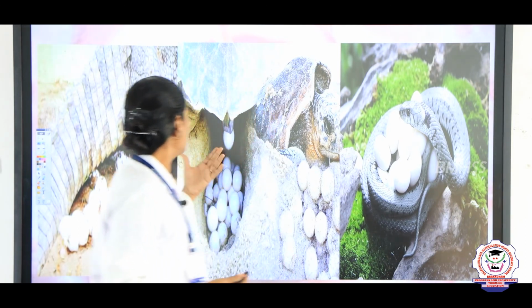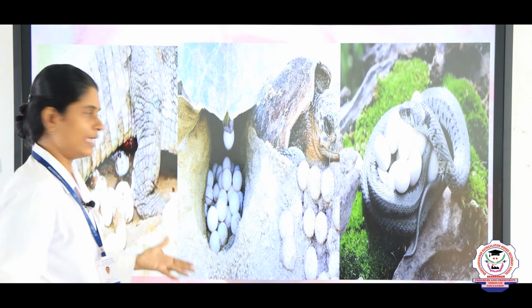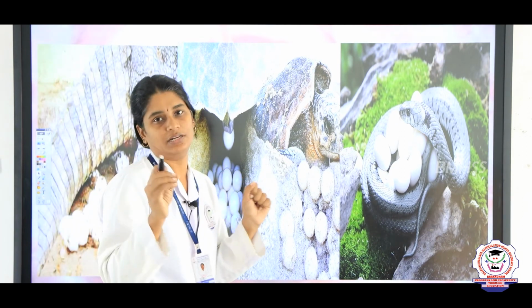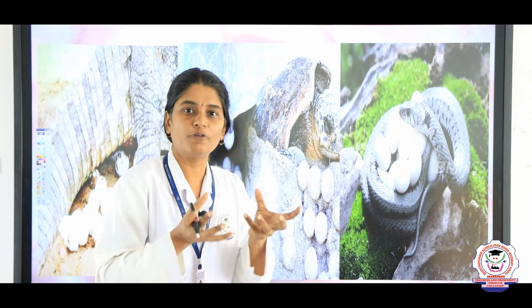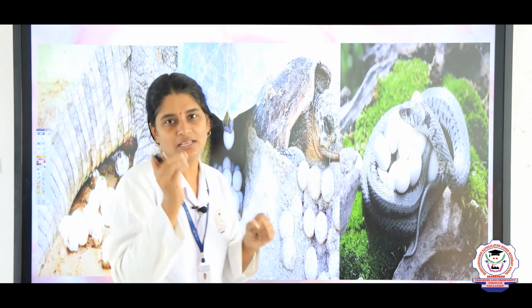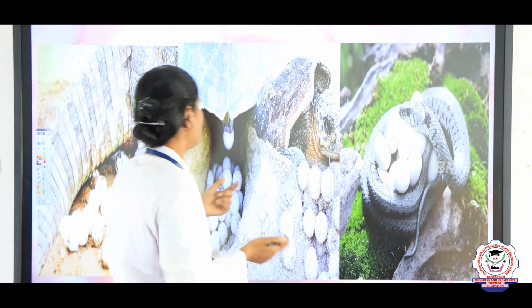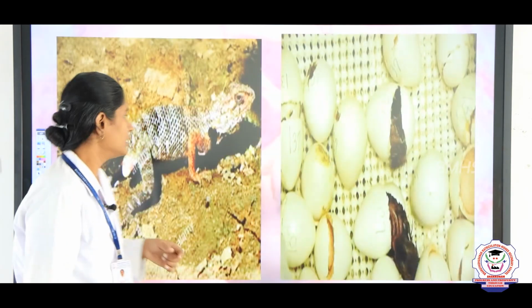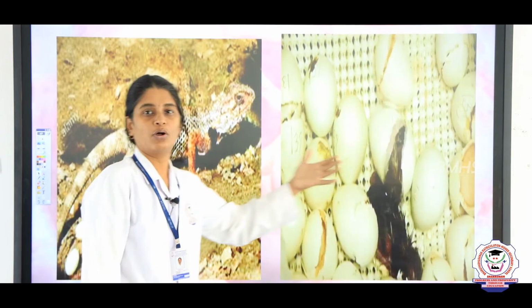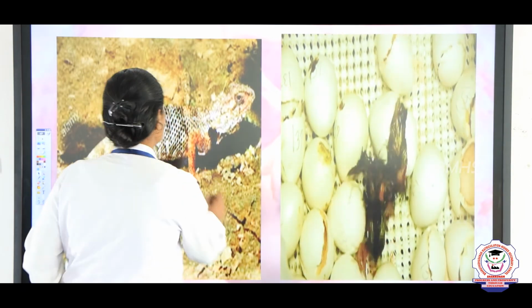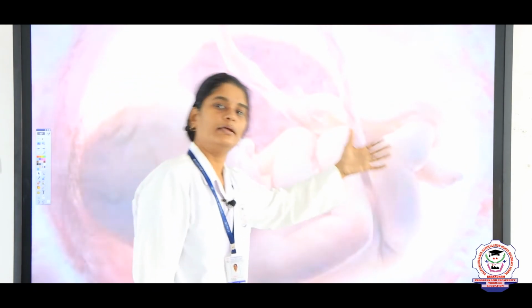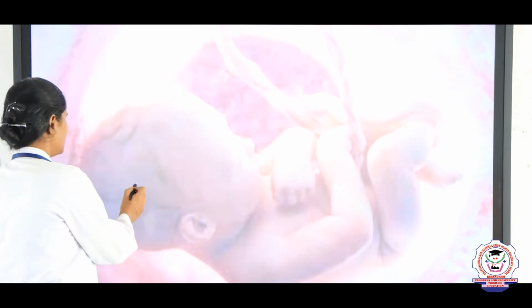Okay. So reptiles also lay eggs, and they usually have a very hard shell. If you take the egg of a reptile, it will be very hard. It cannot be easily broken. Likewise we can see lizards also lay eggs. Lizards, crocodiles, tortoise, and even reptiles like snakes also lay eggs. Right. So now let us see about the next one.